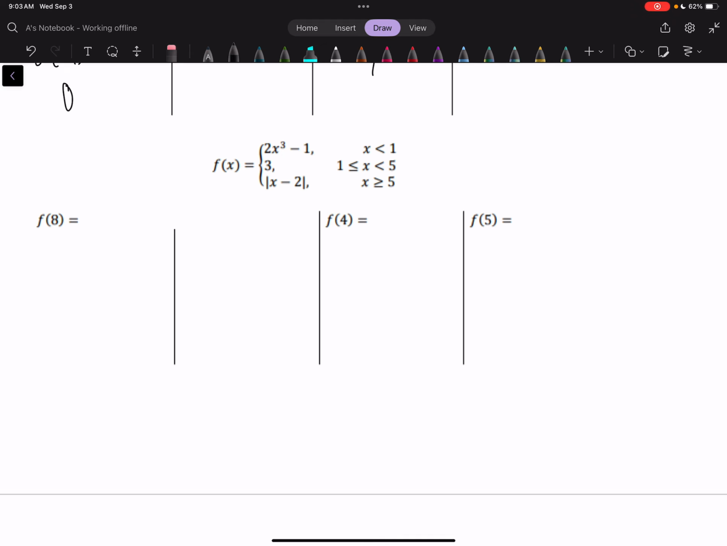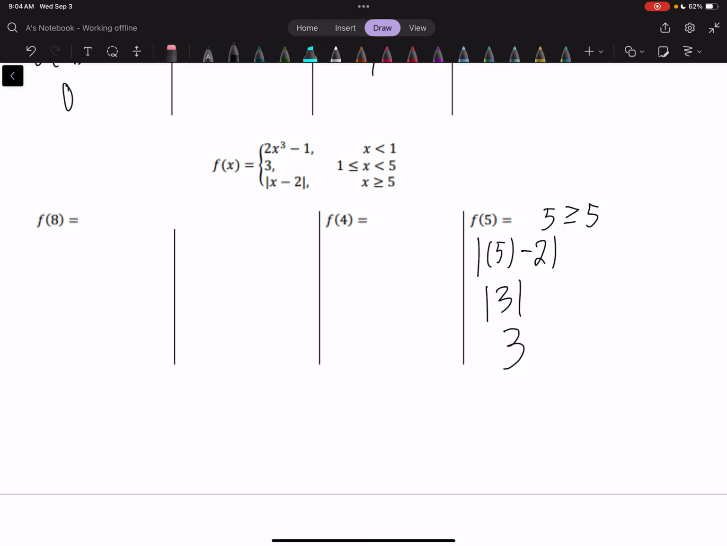Let's look at 5. 5 falls into the domain of 5 is greater than or equal to 5. So I have the absolute value of 5 minus 2. This is the absolute value of 3. As a reminder, the absolute value is just the distance from 0. So 3 is 3 units away from 0.